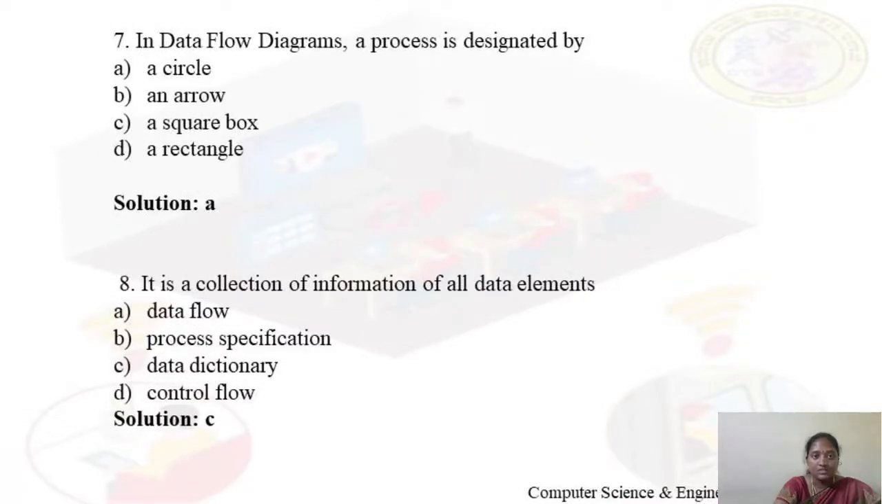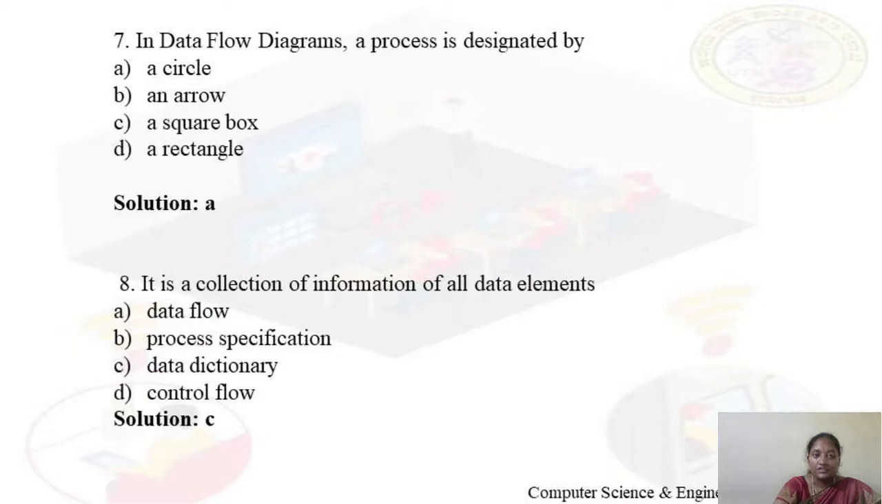Next question is, in data flow diagrams, a process is designated by A. Circle, B. An arrow, C. A square box, D. A rectangle. And the solution is A. A circle.